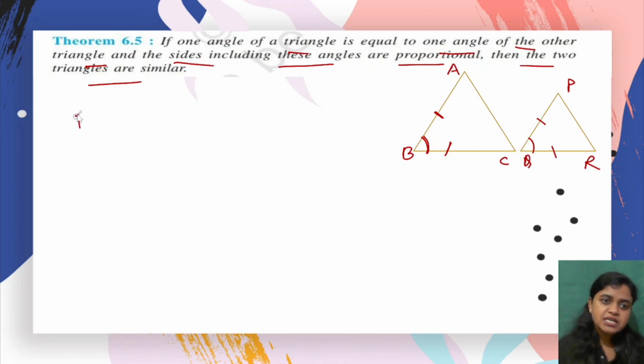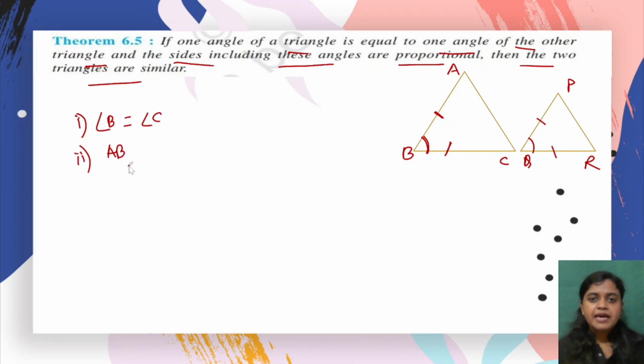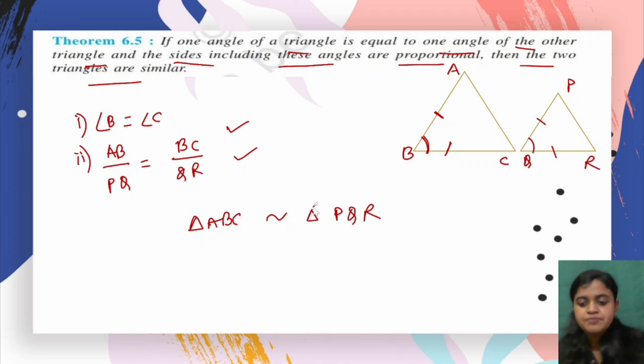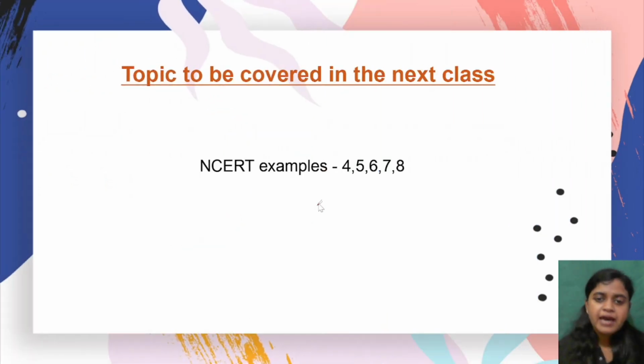So the first condition is that angle B equals angle Q, and the second is AB by PQ equals BC by QR. If these two conditions are satisfied, then you can say triangle ABC is similar to triangle PQR. So this is the theorem. We have covered these theorems, and based on them we have to solve all the questions in the exercise.